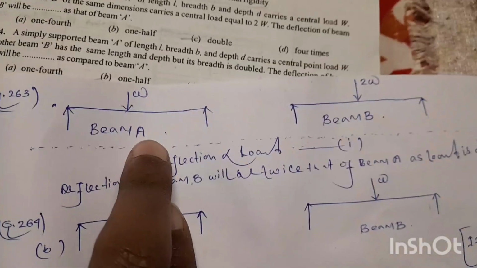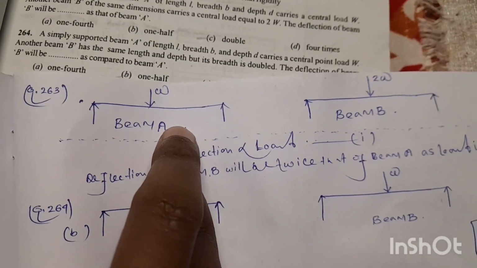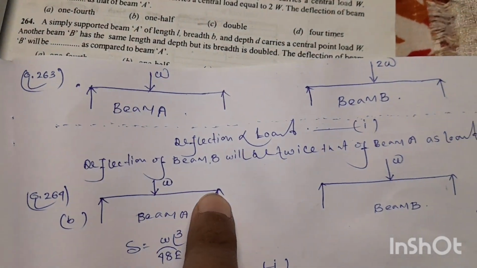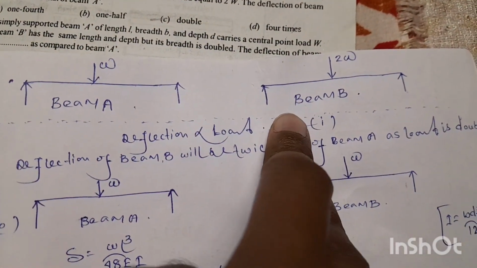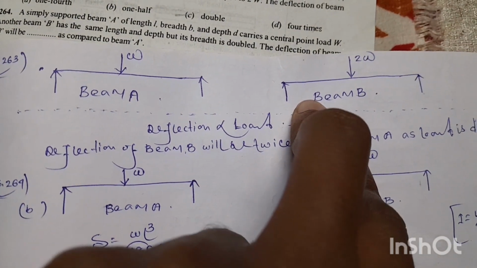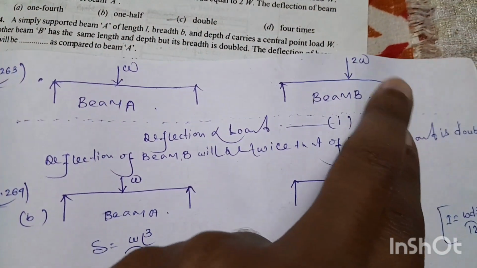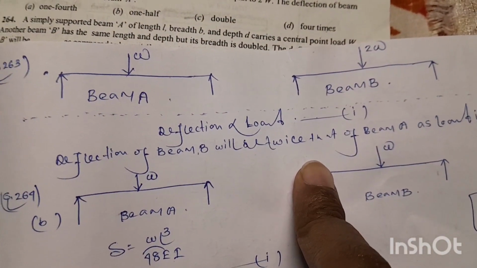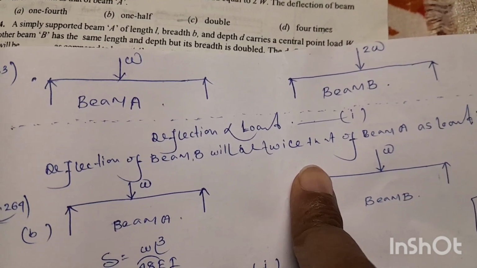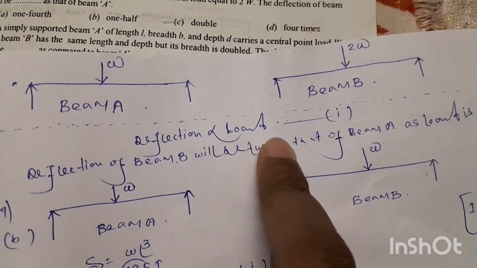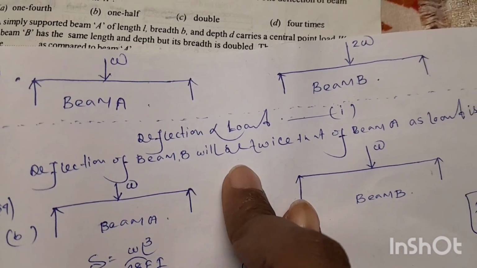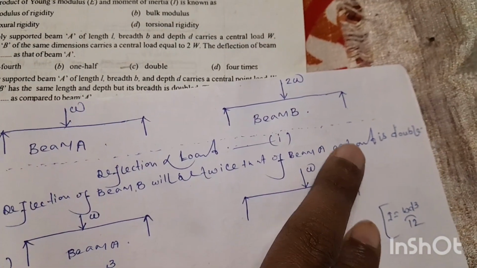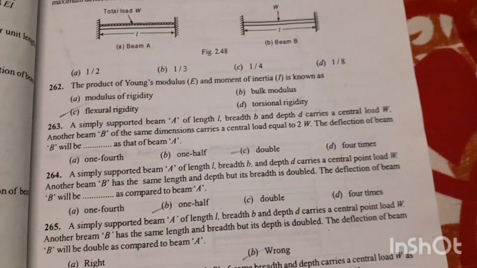So let's see. As per the question, beam A is a simply supported beam subject to a central point load W, and beam B is also a simply supported beam subjected to a point load, but the amount of load is 2W. The question asks for the deflection of beam B compared to beam A. We know deflection is proportional to load. So deflection of beam B will be twice the deflection of beam A, as the load is double. For question number 263, option C is the right answer.